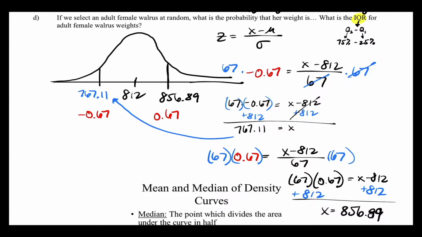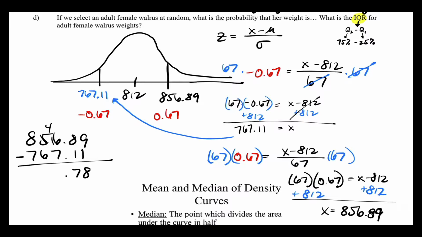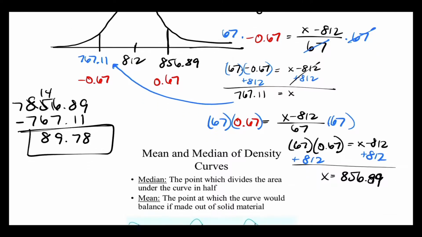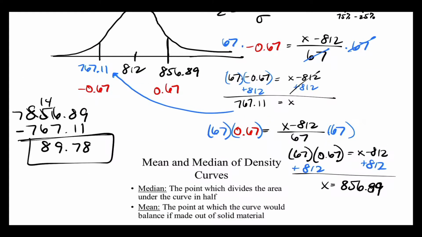Have I answered the question? Am I done? I haven't subtracted them yet, right? One of them is 75, and one of them is 25, so I have to subtract them. 856.89 minus 767.11. And what do you get? 9, carry the 1. 89.78. That is my answer.